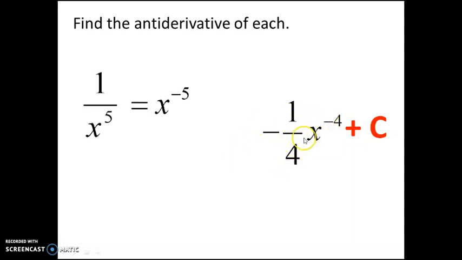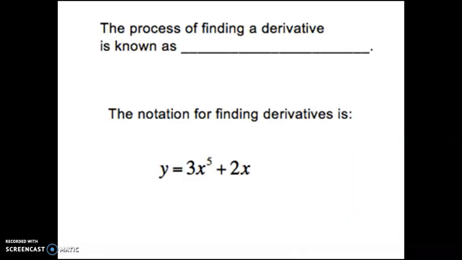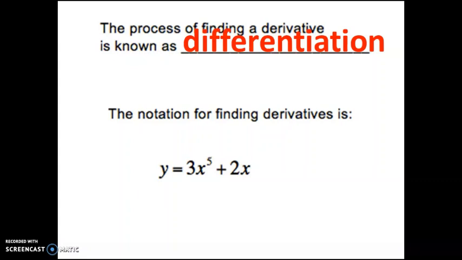Now think about taking the derivative of that. -4 multiplied in front here, it would cancel all that, and then this would become -5. So we're back to here. So the derivative of that would bring us back to this. And this can be simplified into, we're going to continue on the bottom now. So to recap some things, the process of finding a derivative is known as differentiation.